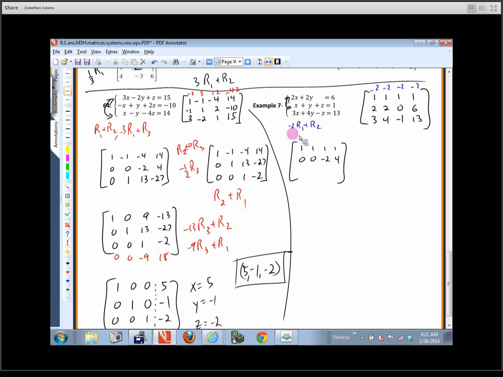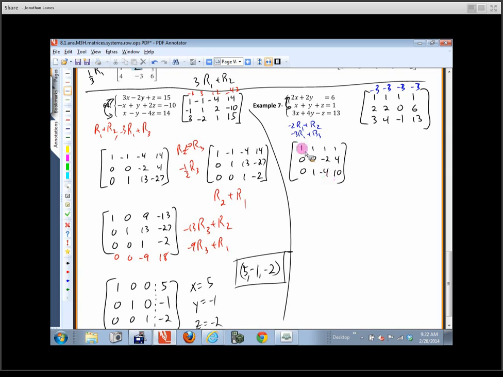Then I'm going to take row 1 and multiply it by -3 and add it to row 3. So each one of these changes to a -3. When I put those together, I get 0 here, 1 here, -4 here, and correct me if I'm wrong, but I get 10 right there. Again, this nice thing happens on this one also.